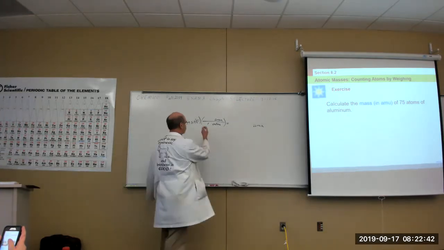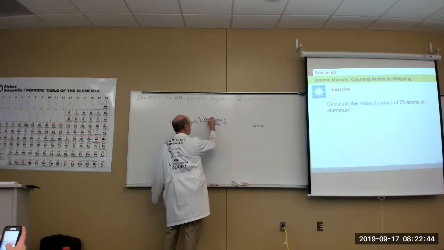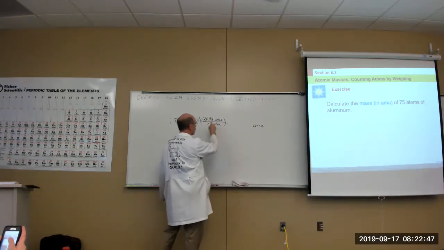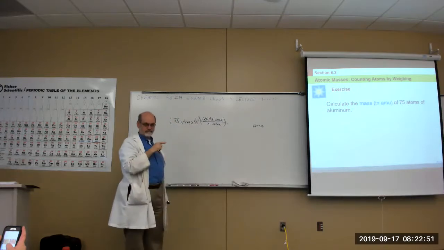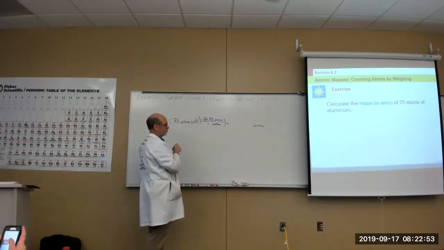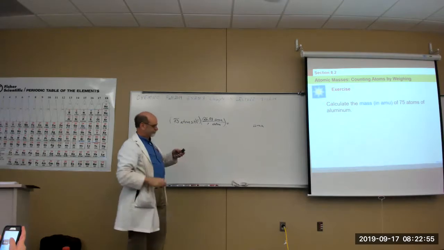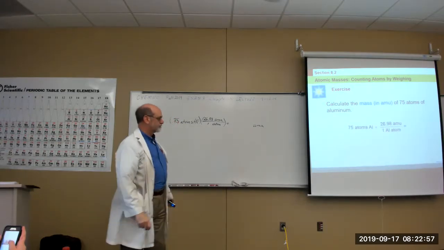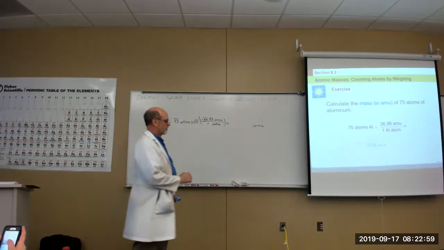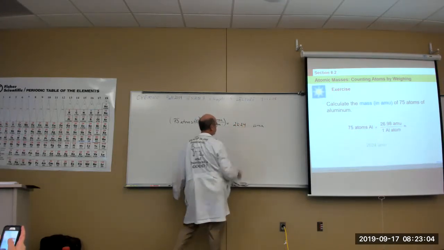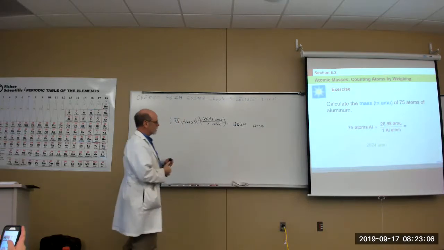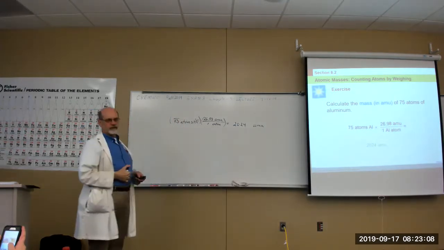26.98. So that's the number of atomic mass units per atom of aluminum. Exactly right. 2024 atomic mass units for that sample of aluminum atoms.